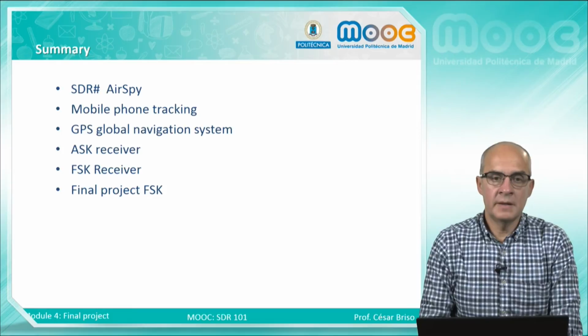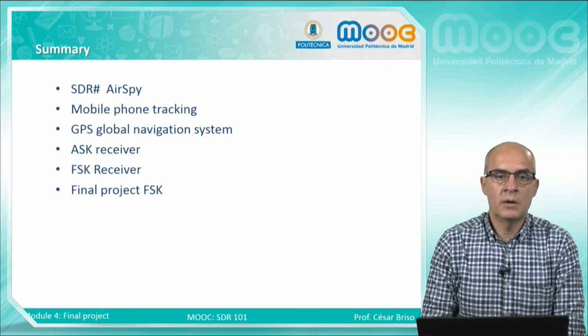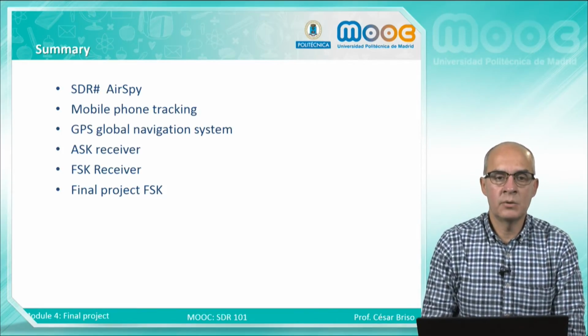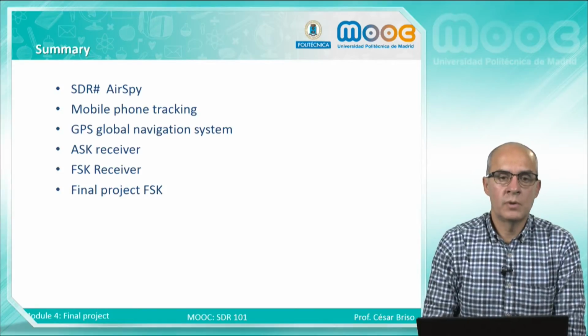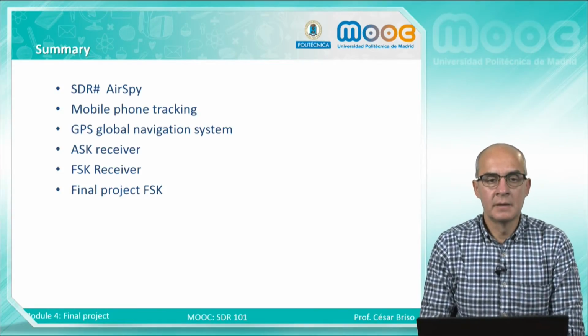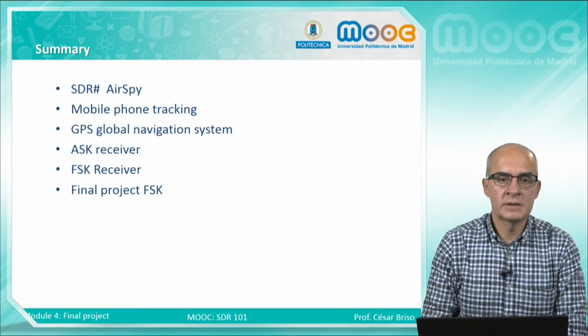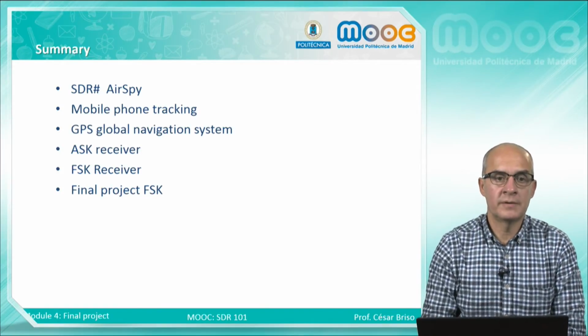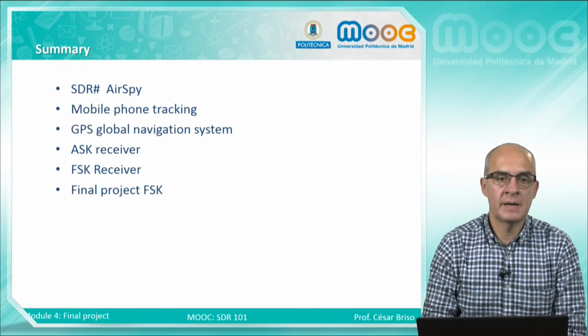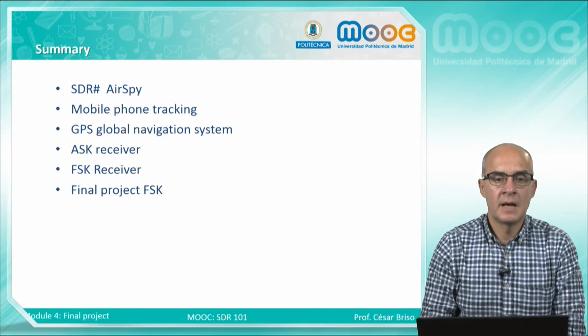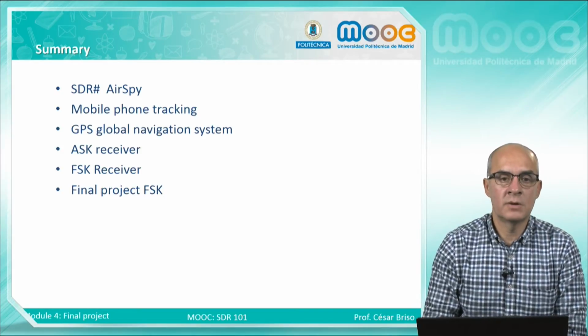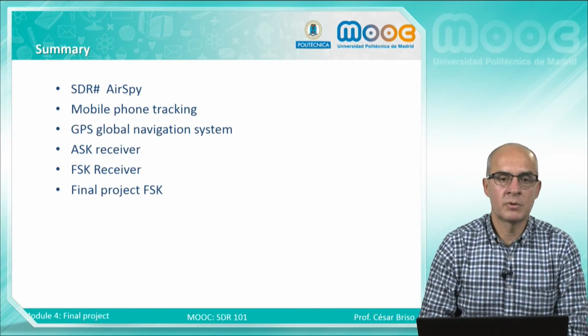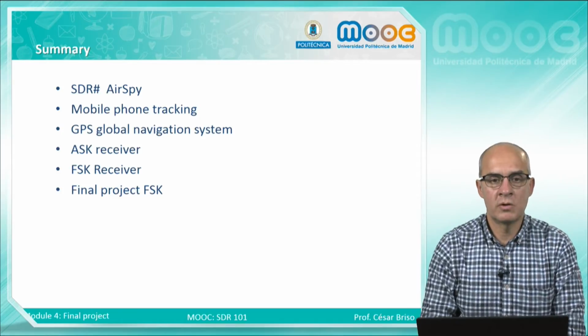We have seen in this module how to use the AirSpy utility, how to do mobile phone tracking, something about the GPS global navigation system, and some examples of ASK receiver, amplitude shift keying, and frequency shift keying receiver. And then with all these concepts, you can do the final project, which will be focused on FSK.